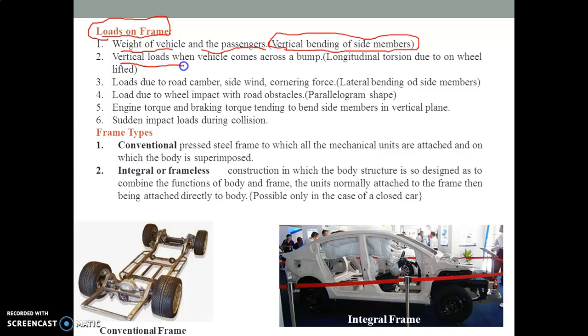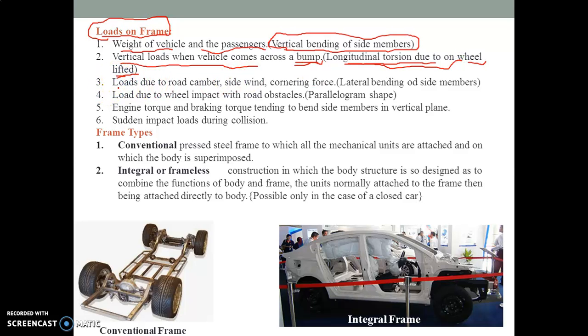Then vertical loads when the vehicle comes across a bump. This also needs to be considered, due to which longitudinal torsion is developed when one wheel is lifted. We all know that the road cannot be even all the time, so a wheel can be lifted individually. Due to this, a vertical load is applied, and longitudinal torsion develops when one wheel is lifted.